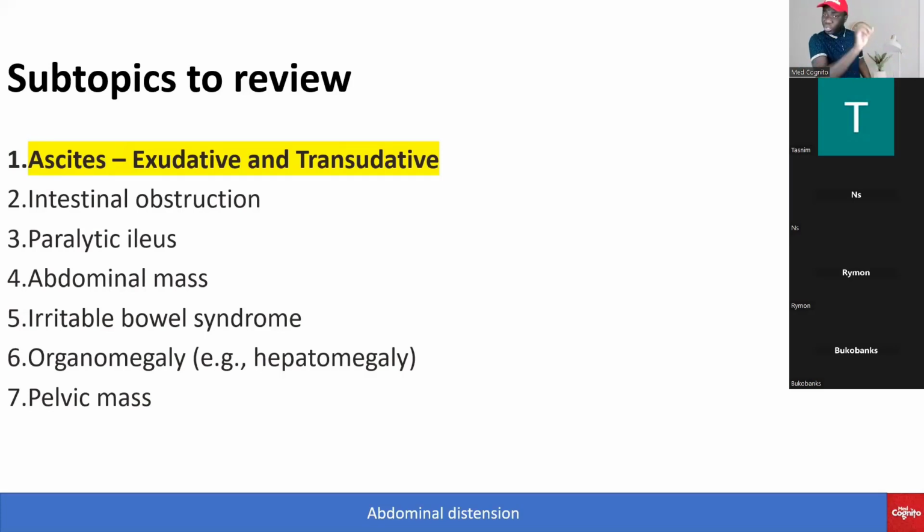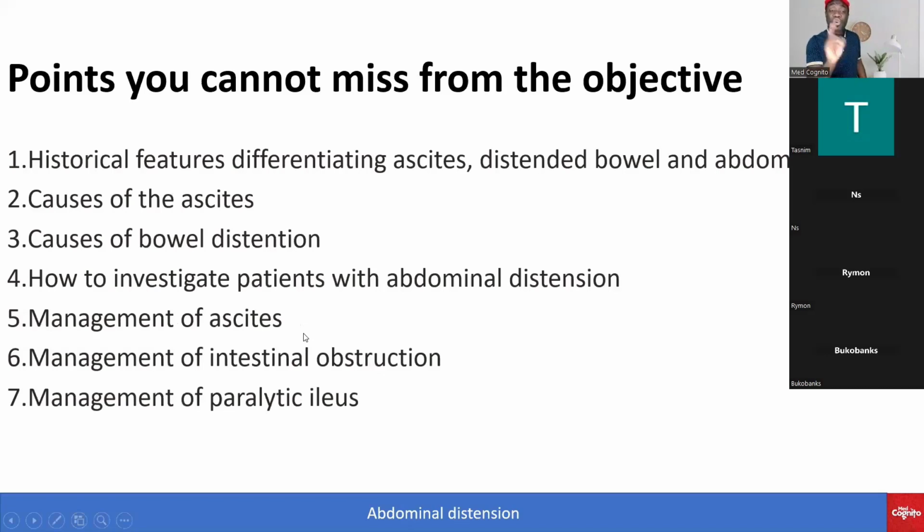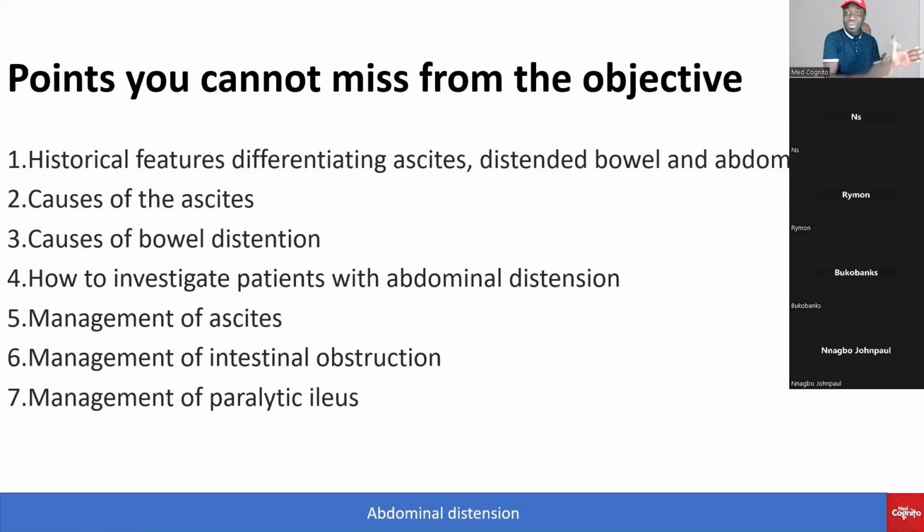Don't just review what we've reviewed in class today. The replay will be available to you, but don't just review that alone. Review all these topics and have more for you. You also have to review historical features, differentiating ascites and distended bowel from abdominal masses. So how can you tell the difference between ascites and, say, intestinal obstruction? How can you tell the difference in terms of physical exam, in terms of history?